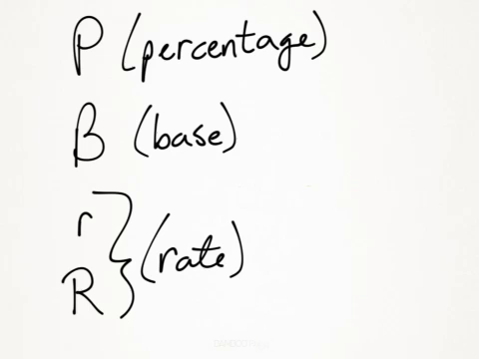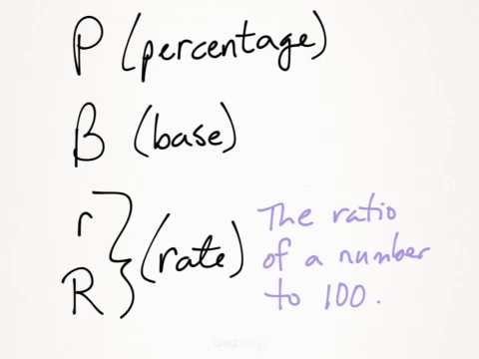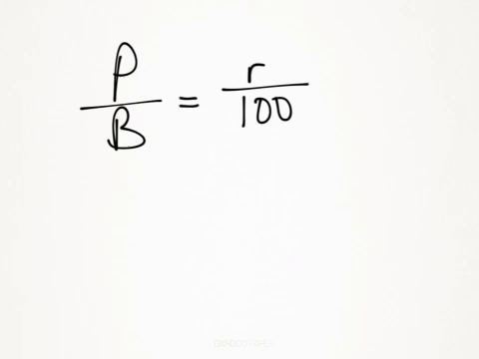Lastly, we have little r or big R. These can be interchangeable depending on how you want to use them, but they both refer to the rate. The rate is going to be the ratio of a number to 100. This is always going to be the percent. You would think percentage would be the percent, but not at all. The rate is always going to be the percent, the number as a percent.